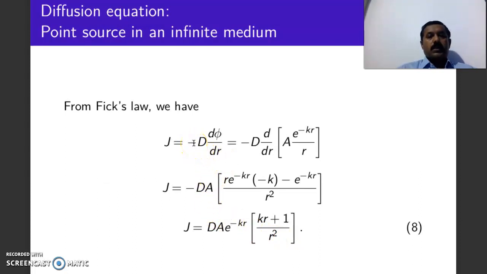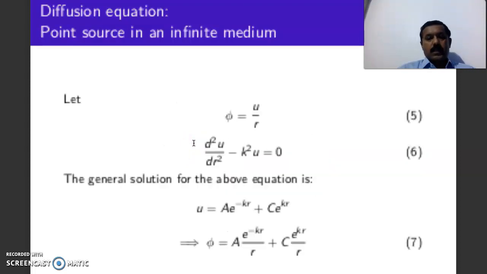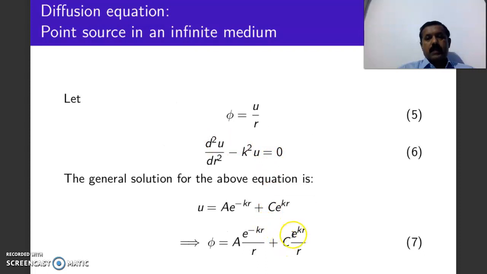How to eliminate these constants? The first constant, that is C, can be eliminated very easily. How do you do that? See, the flux should be finite everywhere except at the source. Therefore, you have to put C is equal to 0.